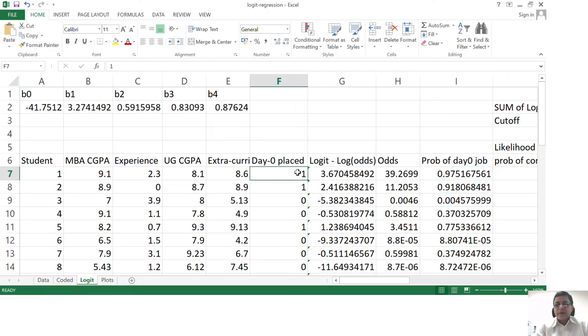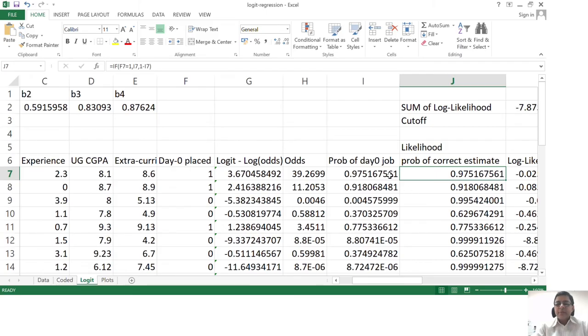Note that this is the observed value. This is whether the student got placed or not. This is my model predicting whether the student will get the job or not, right? So what is the probability that I am actually correct? My model predicted that the probability of day 0 job is 97%. The student actually got placed. So what is the probability that I am right? I am right with 97% probability. Here I predicted that the student will get a job and the probability is 91%. Student actually got a job. So the probability that my estimate is correct is 91%.